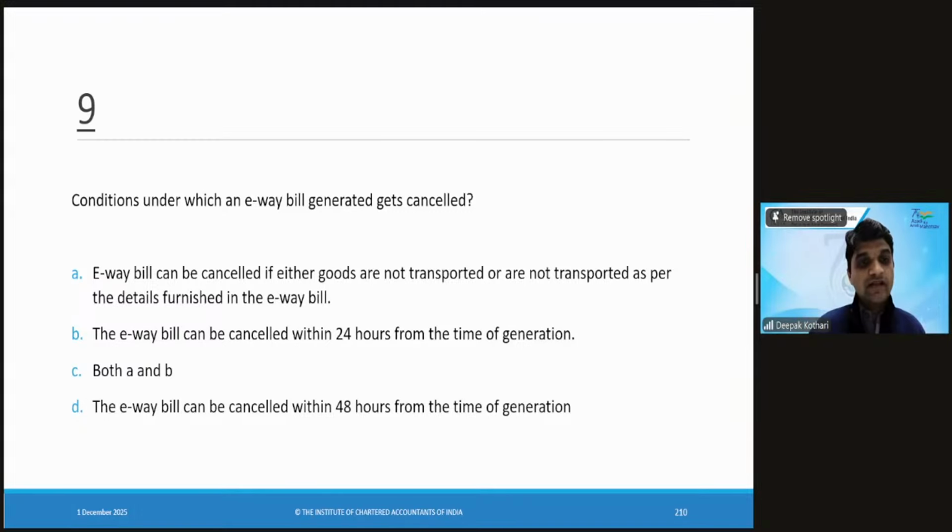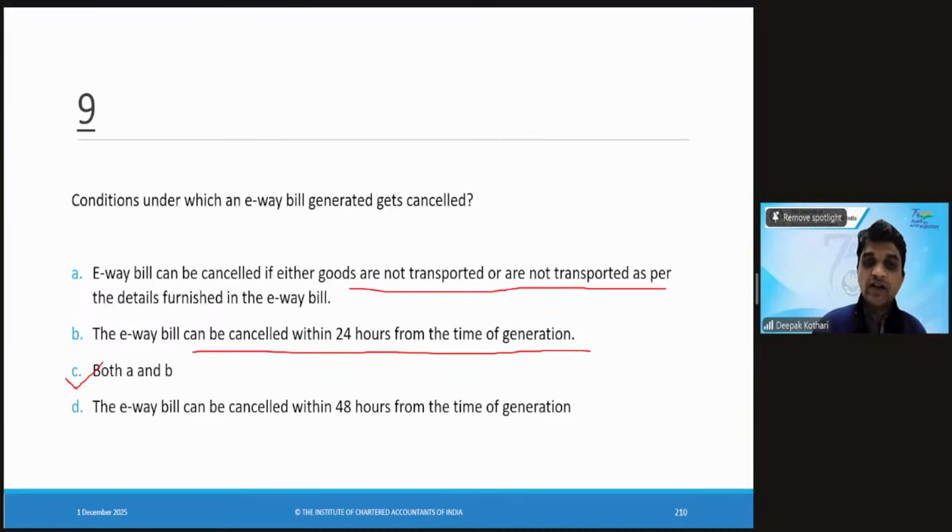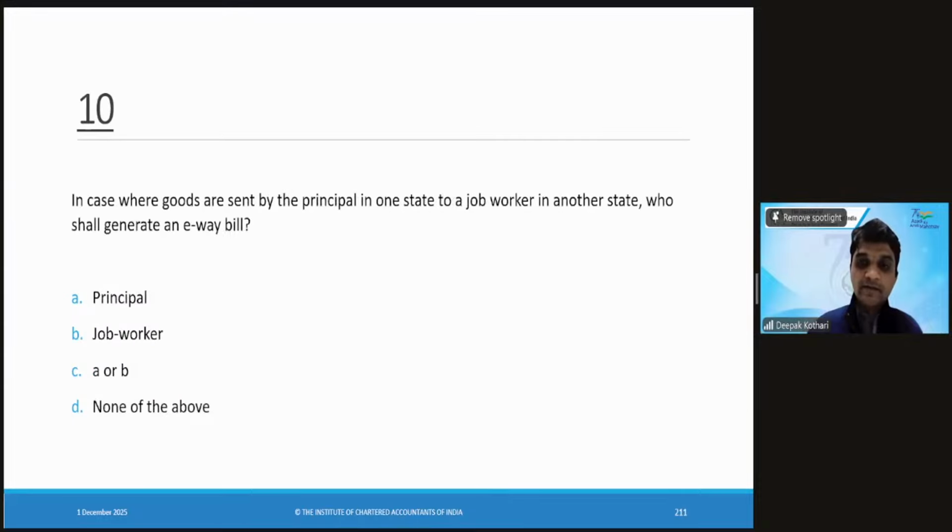Right. Both A and C. The e-way bill can be cancelled if either goods are not transported or are not transported as per the details, and the e-way bills can be cancelled within 24 hours from the time of generation. So the answer is both A and B.